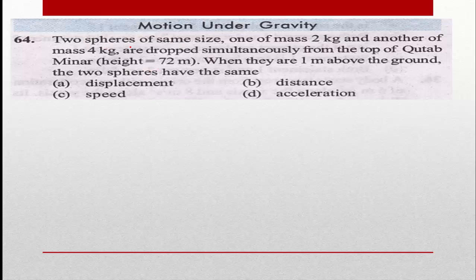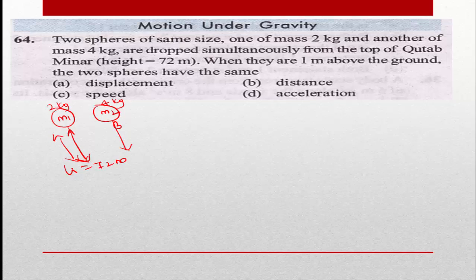What is given in the problem? Two spheres of same size, one of mass 2 kg and another of mass 4 kg. These are the two spheres a and b of the same size, m1 is equal to 2 kg and m2 is equal to 4 kg, dropped simultaneously. We have dropped both simultaneously from the top of the Qutub Minar. Where are we dropping from? Qutub Minar. The height of the Qutub Minar is 72 meter.